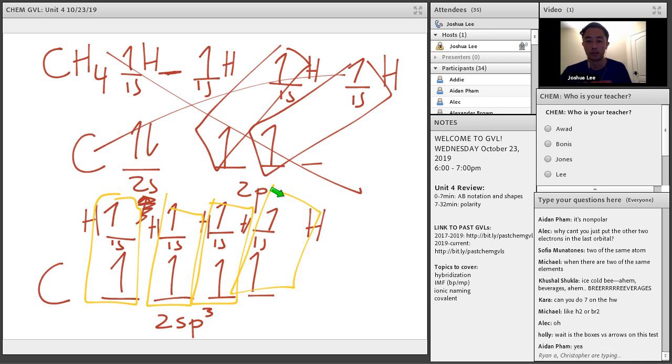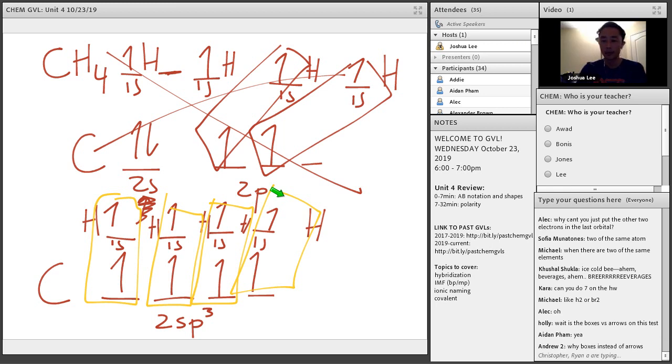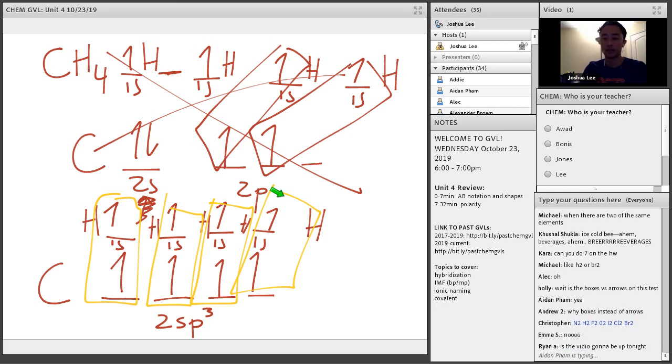Is it boxes versus arrows on this test? Yeah. Remember, everything we learned in previous units could be on the test. Boxes, because we're sharing electrons. All right, that's hybridization.